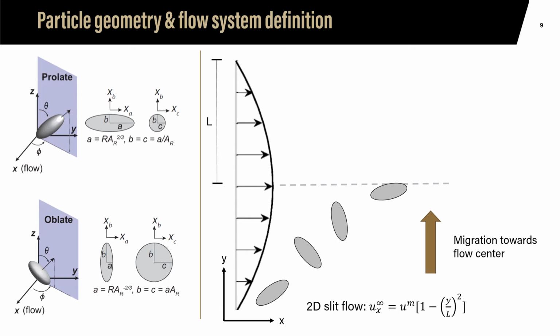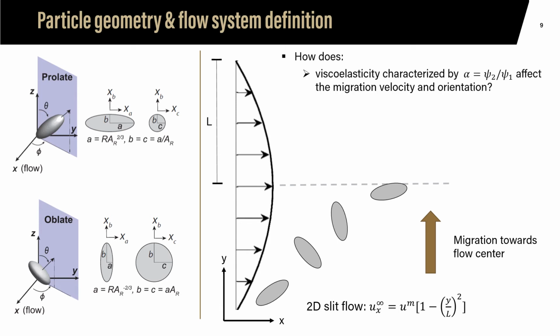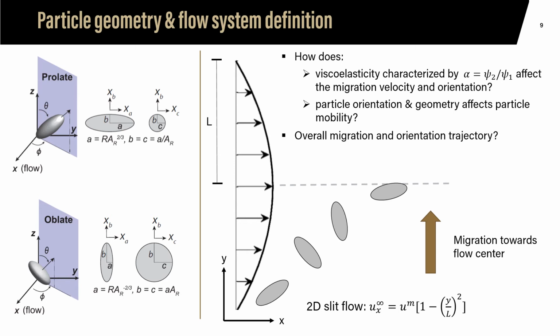There are several questions we'd like to answer. First, how does the normal stress ratio alpha affect the particle migration velocity and also the rotational dynamics? And secondly, how does the geometry and orientation of particle affect their mobility within the flow? And third, we'd like to know what's the overall migration orientation trajectory of the particle within the flow. And finally, we'll compare the result of this model to our previous work under the Corotational limit.